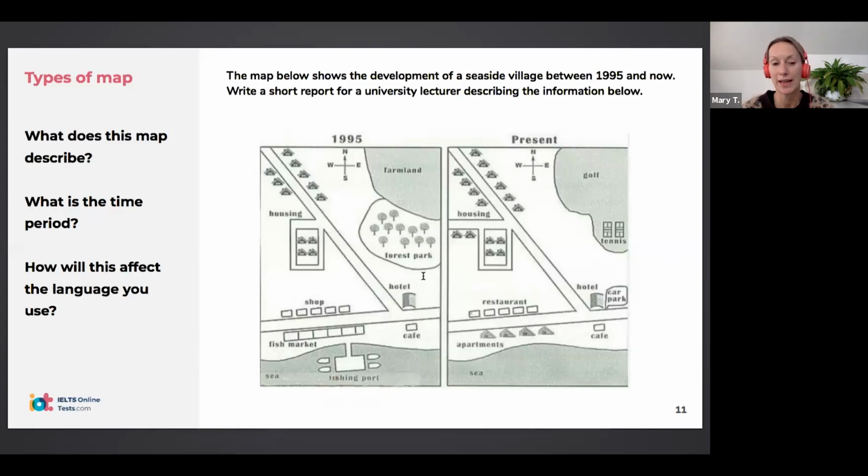Okay, so how will this affect the language you use? What kind of language should you use? Yeah, Stephen, it's not really so much about formal. Yeah, thinking about tenses. So past and present perfect. Okay, so we've got the past, 1995, and the present. So you're going to be looking at changes. Because it connects with the present, you need to be using the present perfect. Also, yeah, the passive voice, Rafa, you will be using the passive as well. That's right, because a lot of changes are man-made.